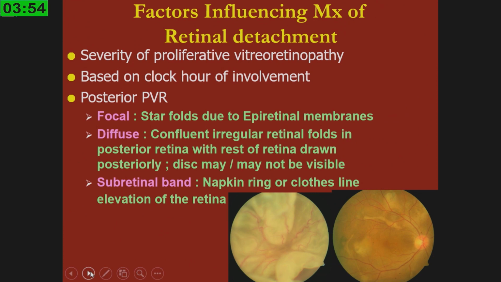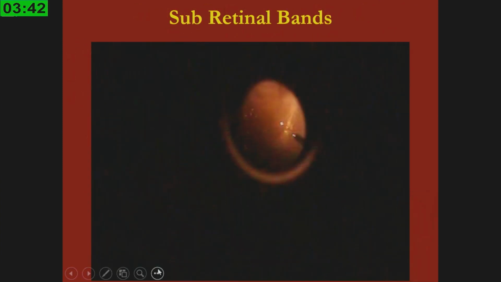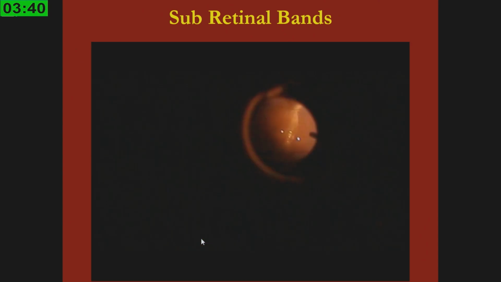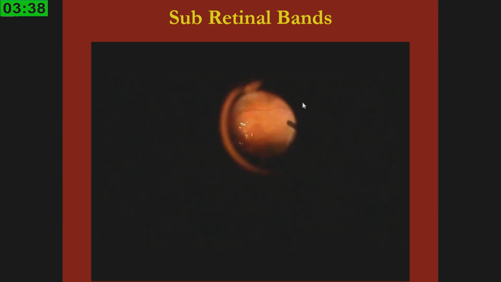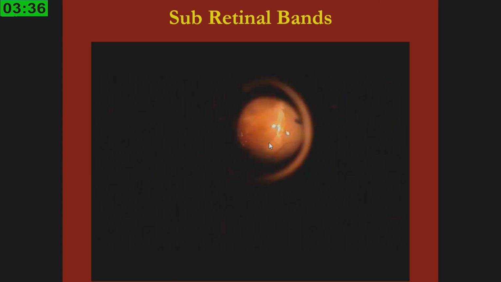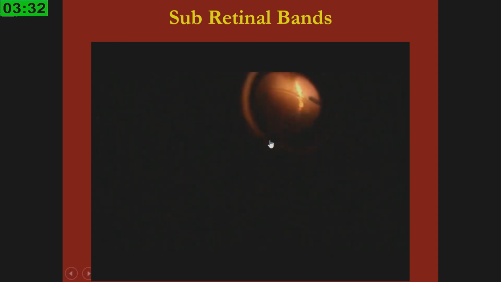And similarly, if it's posteriorly, if it's star folds which fold the retina back, they could be focal or diffuse, or you could even have subretinal bands. Now it's easier to sometimes figure out what they look like, and this is just a small video to show you. You can see a subretinal band. So we put a little PFCL, you see it's not settling back. That's the best way to diagnose it. If it's not settling back, you need to remove it.